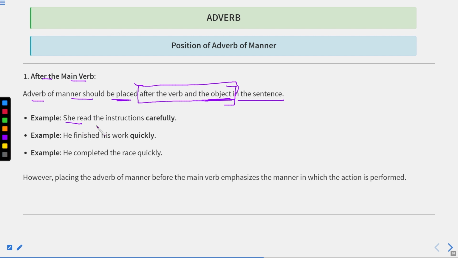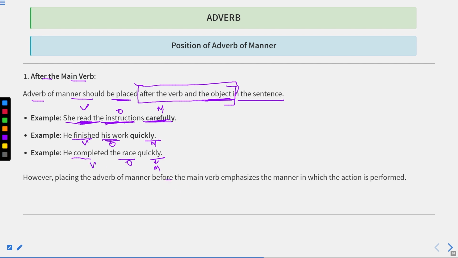For example, she read the instructions carefully. Now, it is read, because this is the past tense of the sentence. So she read the instructions. Read is the past form of the verb, and the instructions are the object. Carefully is the adverb of manner, which has come after the verb as well as the object. He finished his work quickly. Finished is the verb, his work is the object, and quickly is the adverb of manner. He completed the race quickly. Again, quickly is manner, race is object, and completed is verb.